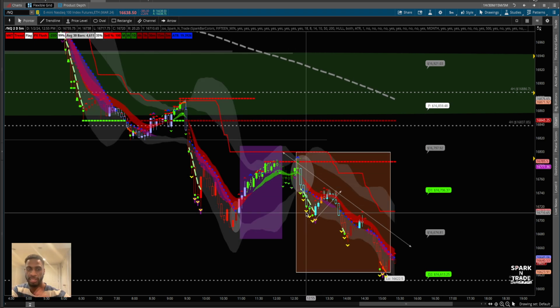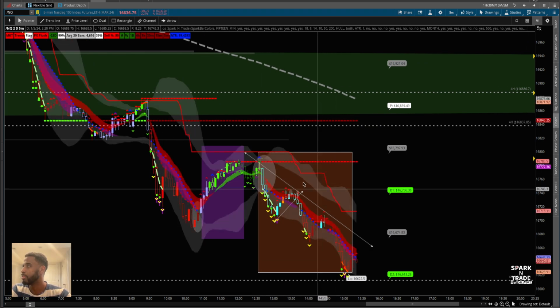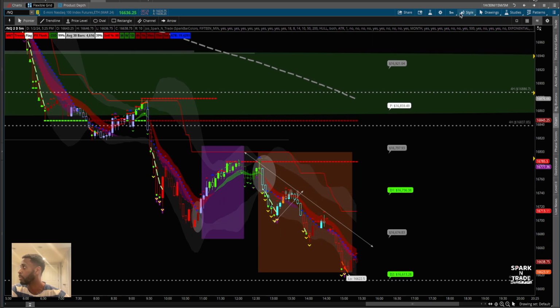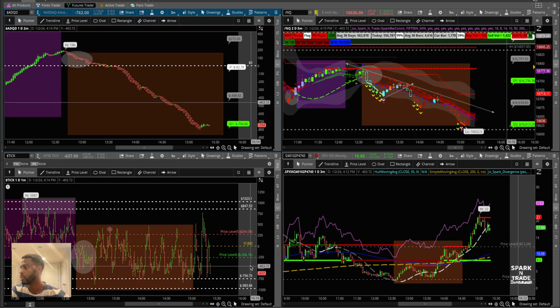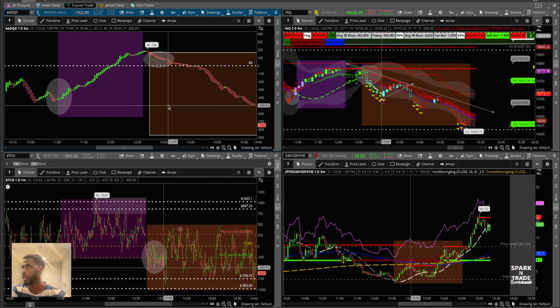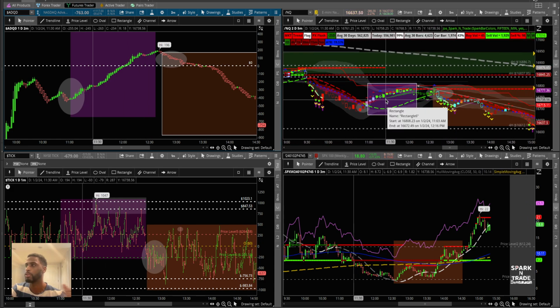Now, let's get into the actual strategy. So this box is highlighted in orange, and this is in purple. And when we go into this trade grid here, I want you to see when the market conditions were favorable for both longs and shorts.